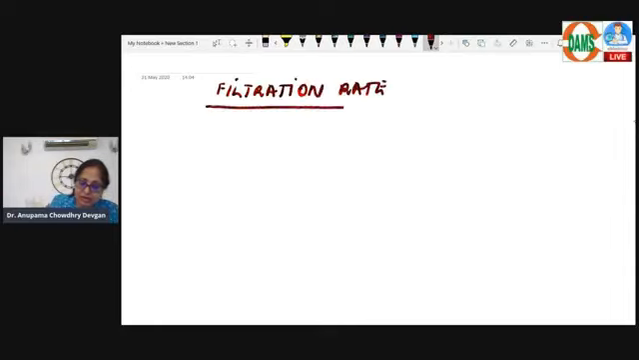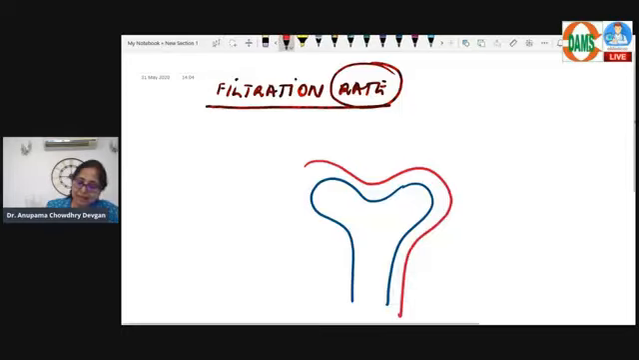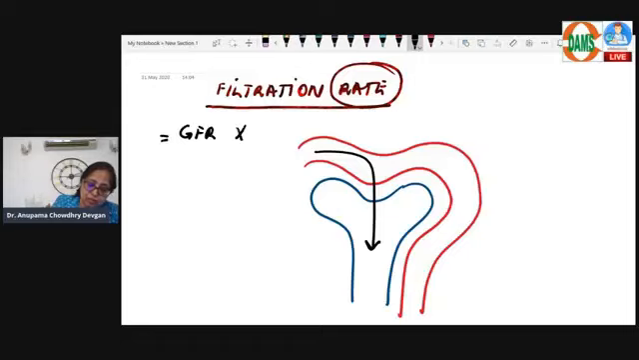Now, what is filtration rate? Again, please remember, when we use the term rate, it means per unit time. So let us see what is filtration rate. Now, this is the Bowman's capsule here. Here is the afferent arteriole, glomerular capillaries, efferent arteriole, and peritubular capillaries. So I want to know, what is the rate of filtration of a substance? How do I calculate it? The filtration rate of a substance is going to be GFR into the plasma concentration of that substance.